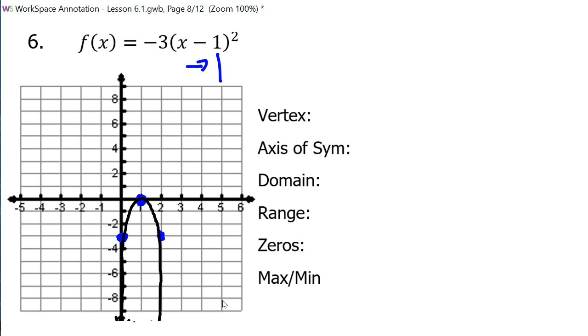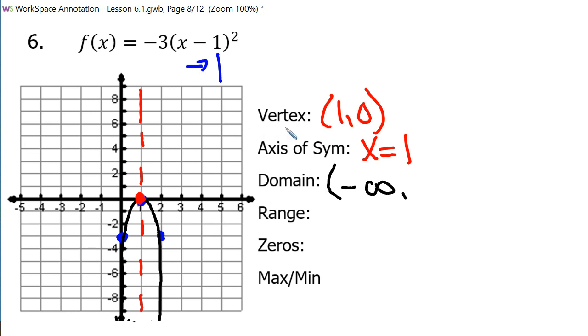What's the vertex? 1, 0. What's the equation for the axis of symmetry? X equals 1. What's the domain for all parabolas? Negative infinity to positive infinity.